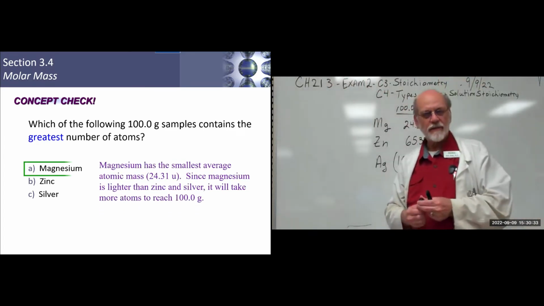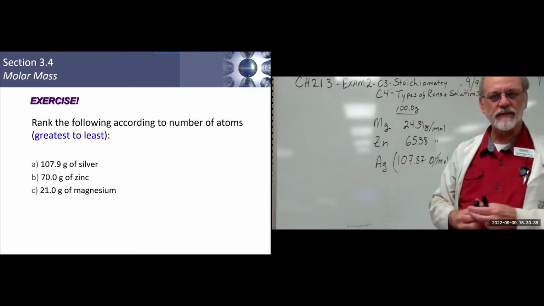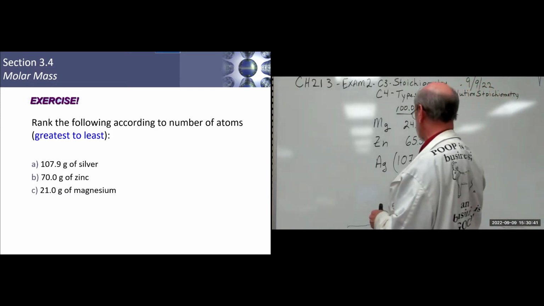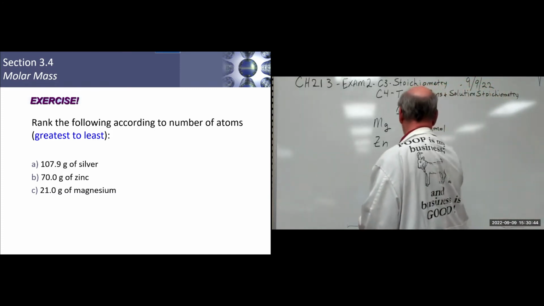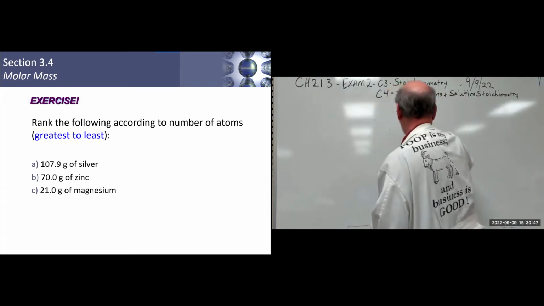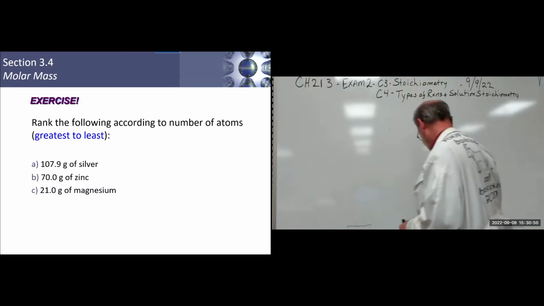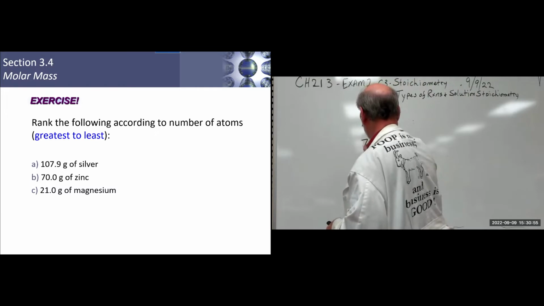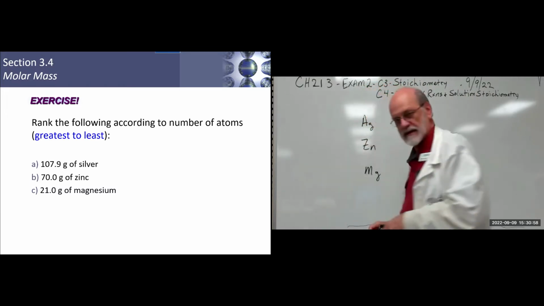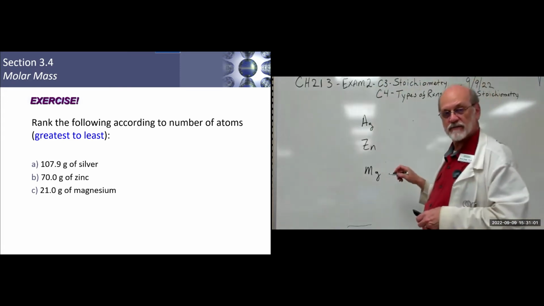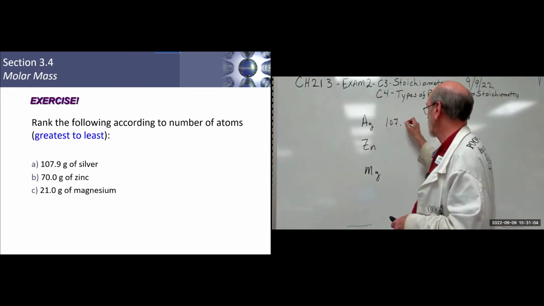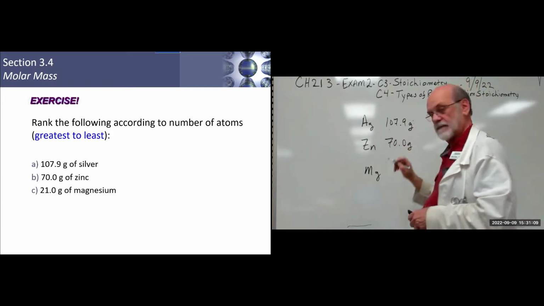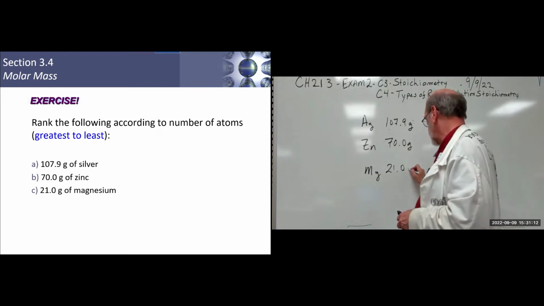Okay. How about ranking these as from greatest to least number of atoms? All right, so we got silver, zinc, and magnesium. They switched them around on us. Let me just write it all over again. Silver, zinc, magnesium. Okay, but we got different amounts, 107.9 grams. And zinc, 70 grams. And magnesium, 21 grams. Okay.